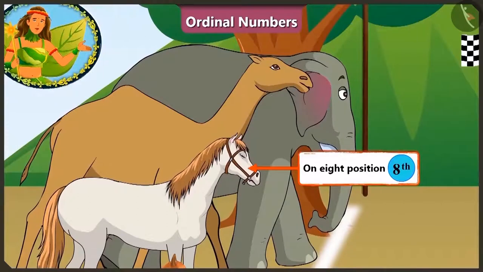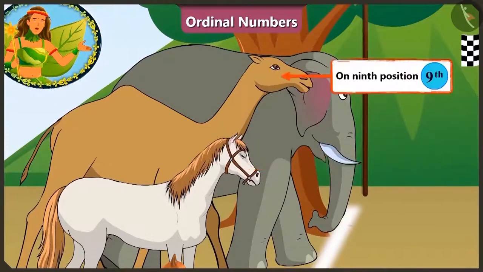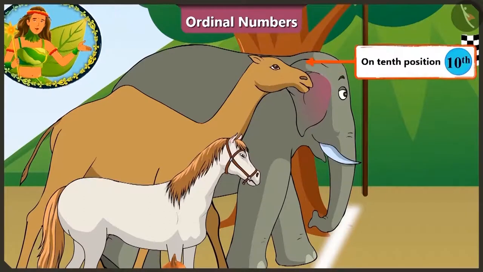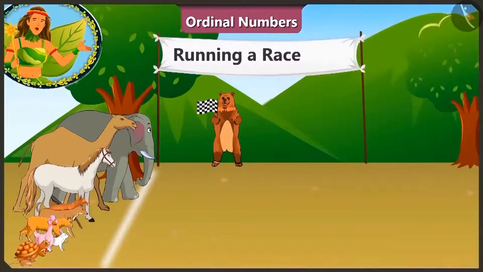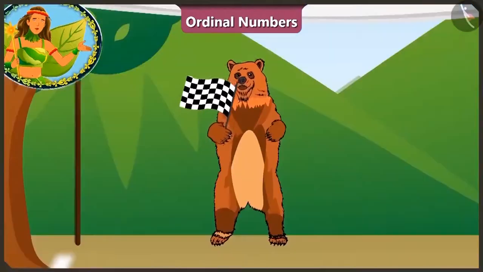Horse on the eighth. And who is here on the ninth position? So tall. Hey, this is the camel. And standing at last, on the tenth position, is the elephant. They are all set for the race. Now, Bhalu uncle has indicated that the race has begun.